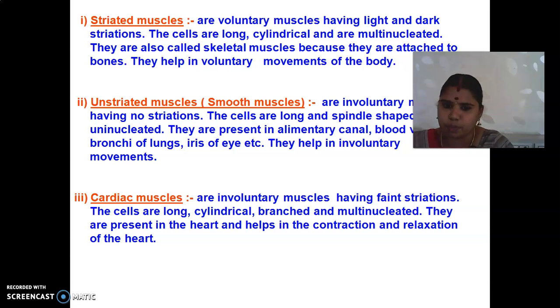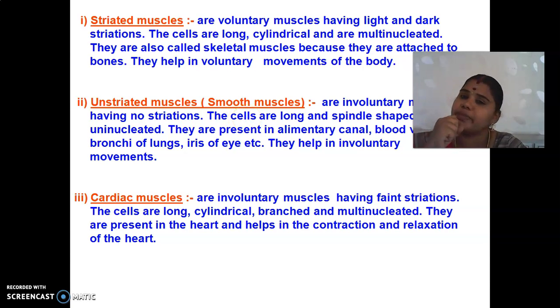So simple 4 points. These are the voluntary muscles which have light and dark striations. The cells are long, cylindrical and have many nuclei, which is called multinucleated. It is also called skeletal muscles because they are attached to the skeleton or bones. They help in movement of voluntary actions. Understand? So next, unstriated muscles, also called smooth muscles.